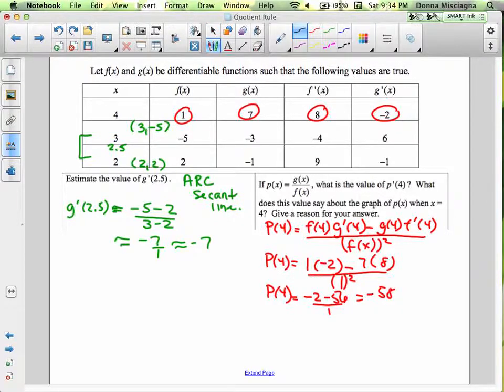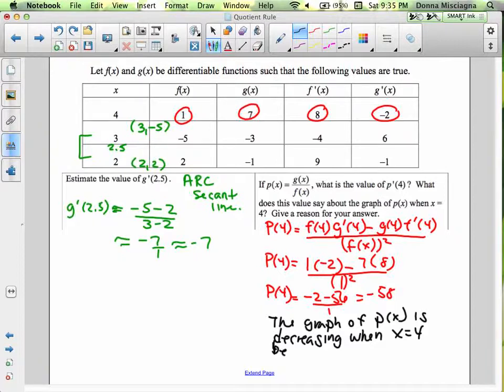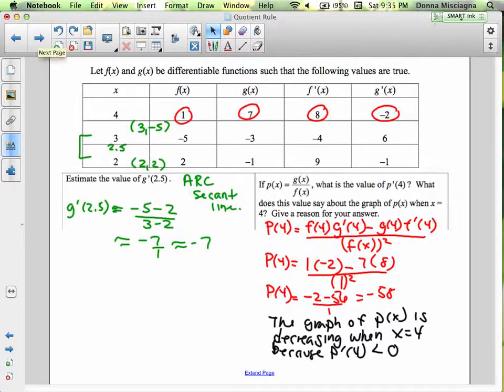And what does this say about the graph of p of x when x equals 4? Right, so the graph of p of x is decreasing when x equals 4. And we need a reason. Oops, this pen is smushy. It's hard to write with black. Because p prime of 4 is less than 0. So if your derivative is negative, your graph is going to be decreasing. So the graph of p of x is decreasing when x is 4 because p prime of 4 is less than 0.